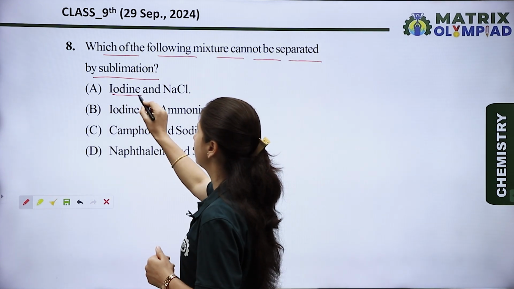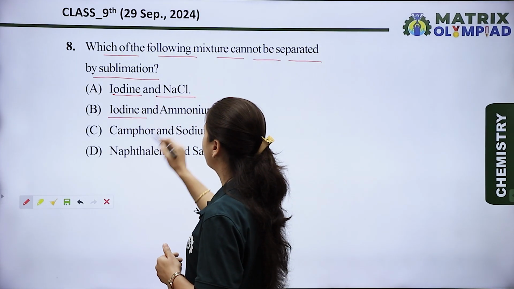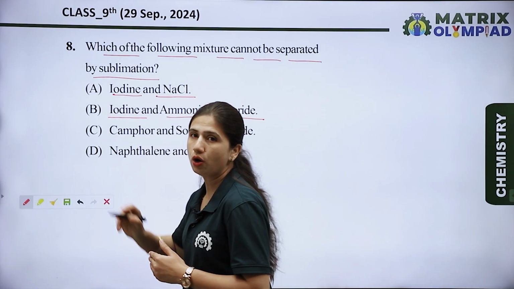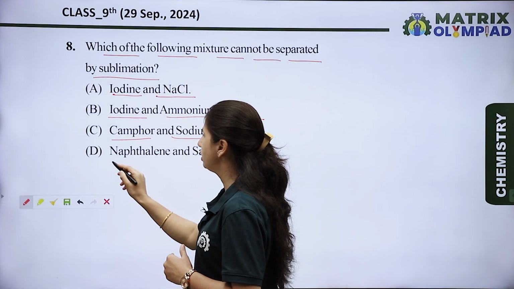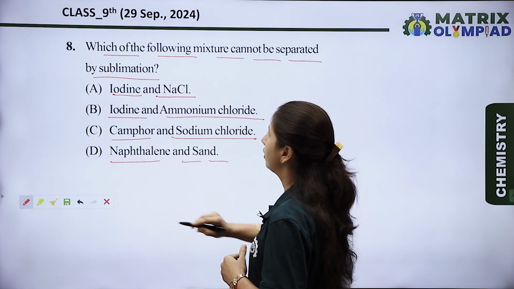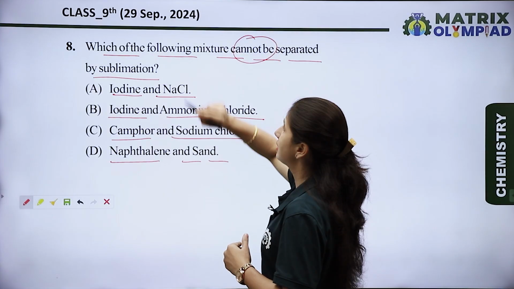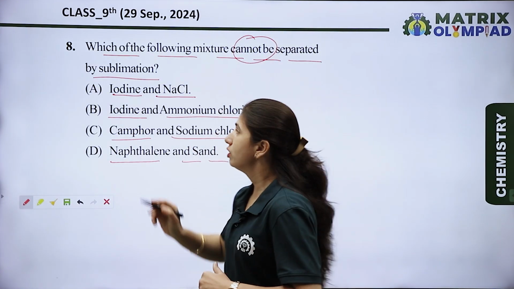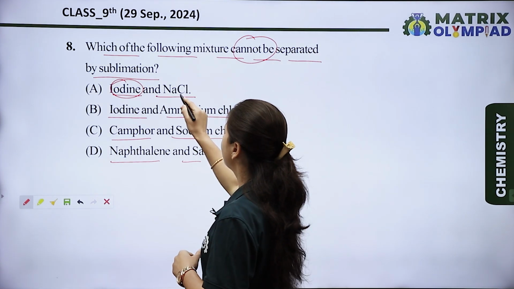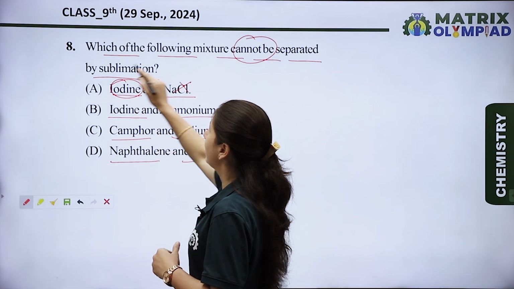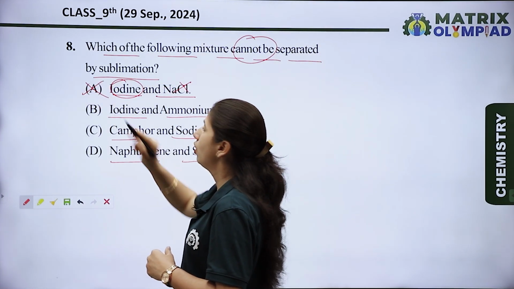Now let's see the options. Option A is iodine and NaCl, sodium chloride. Option B is iodine and ammonium chloride. Option C is camphor and sodium chloride, and option D is naphthalene and sand. So the question is, which of the following mixture cannot be separated by sublimation? In option A, iodine is a sublimable substance but NaCl is not, so it can be separated by sublimation. So option A is the wrong option.